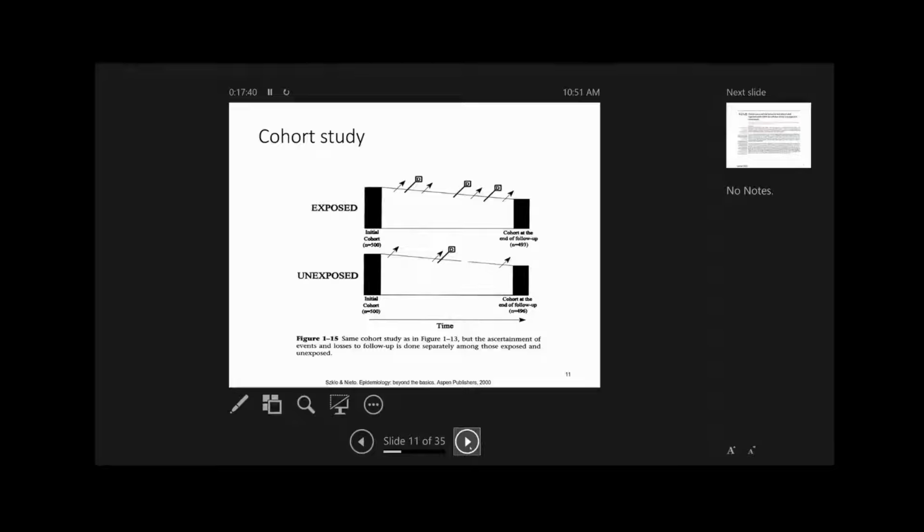Right, in a cohort study, we don't intervene. We don't give drugs. We don't make people smoke. We don't tell them to exercise. We just follow up people to see what happens to people who had naturally selected themselves into group A versus naturally selected themselves into group B.